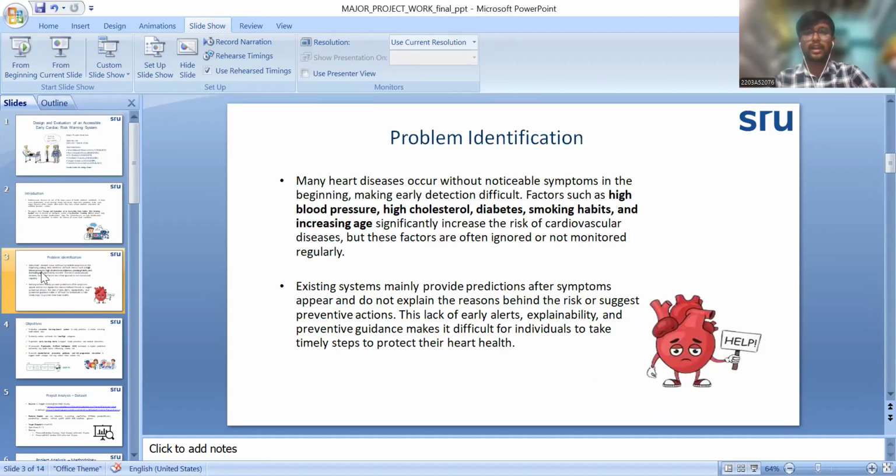So, let me tell you how we identified these problems. Many heart diseases occur without noticeable symptoms in the beginning, making early detection difficult. Factors such as high blood pressure, high cholesterol, diabetes, smoking habits, and increasing age significantly increase the risk of cardiovascular diseases. But these factors are often ignored or not monitored regularly. Existing systems mainly provide predictions after symptoms appear and do not explain the reasons behind the risk or suggest prevention actions. This lack of early alerts, explainability, and preventive guidance makes it difficult for individuals to take timely steps to protect their heart health. This is the main reason behind us choosing this project.